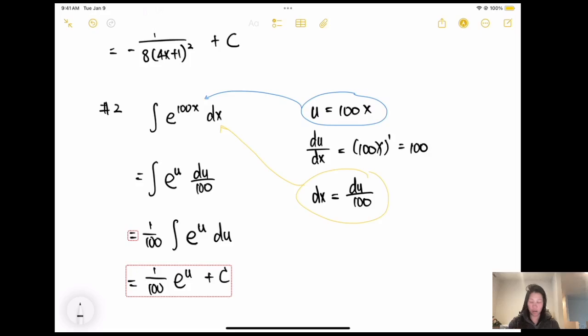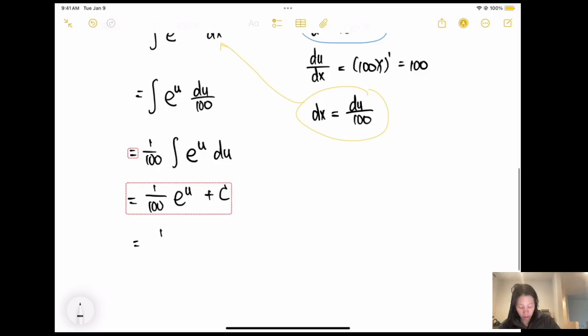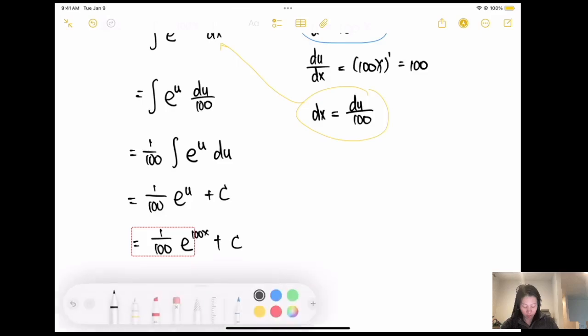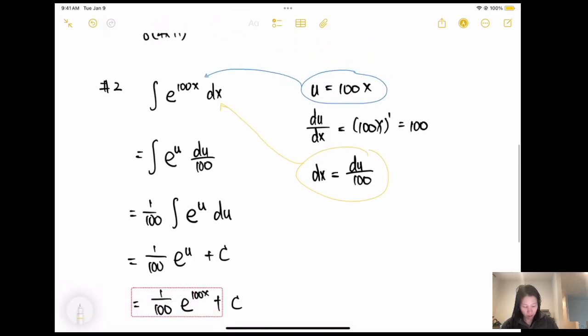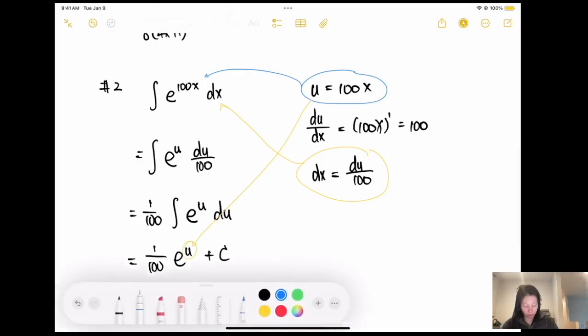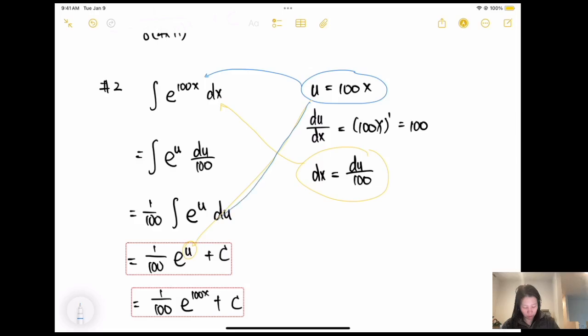Now we need to substitute u back. So I got 1 over 100 e to the 100x plus c. Because our u is equal to, oh, I should use a blue pen. u is equal to 100x.